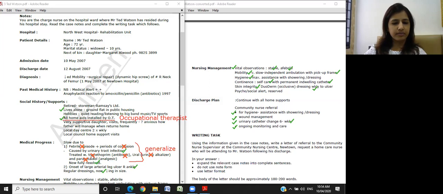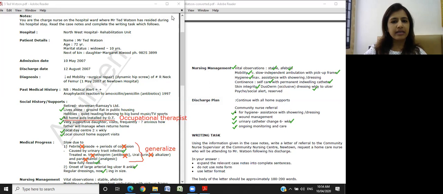And continue with all home supports. So what home support is he receiving? Local day center, local council home support, and supportive daughter. So these are the points that I'm going to cover.